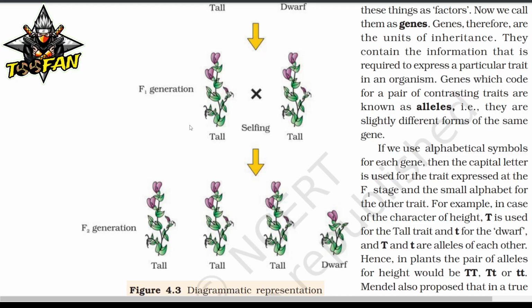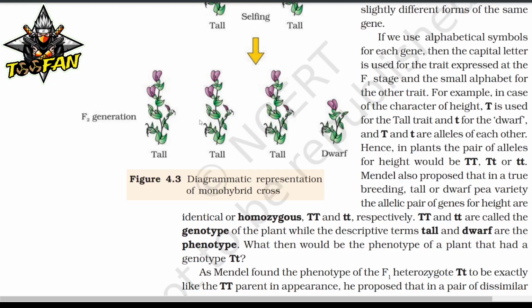For example, in case of the character of height, capital T is used for the tall trait and small t for the dwarf, and capital T and small t are the alleles for each other. Hence, in plants, the pair of alleles for height would be capital T capital T, capital T small t, or small t small t. Mendel also proposed that in the true breeding tall or dwarf pea variety, the allelic pairs of genes for the height are identical, homozygous capital T capital T and small t small t respectively, and are called the genotype.